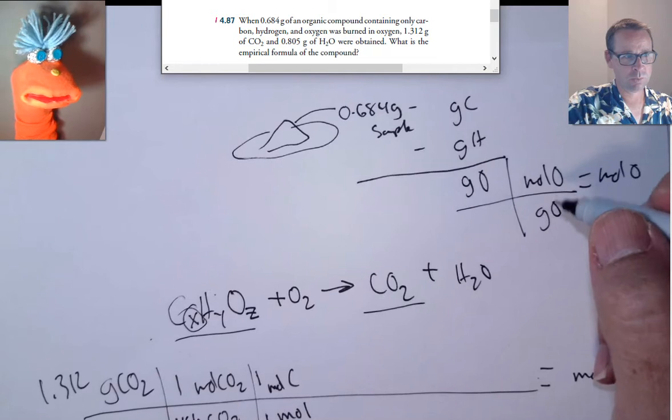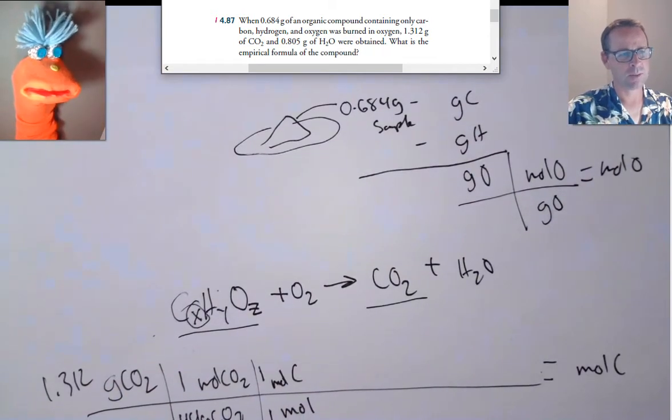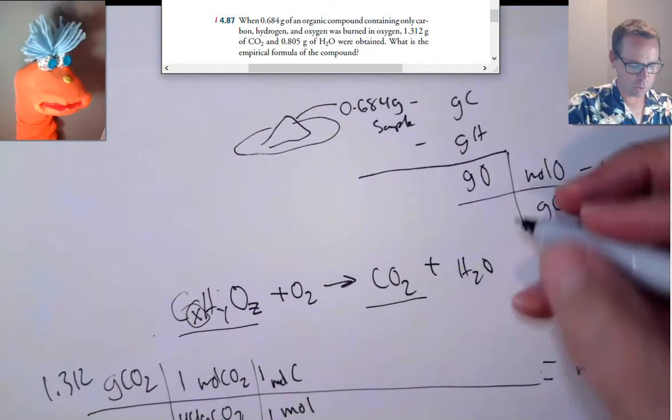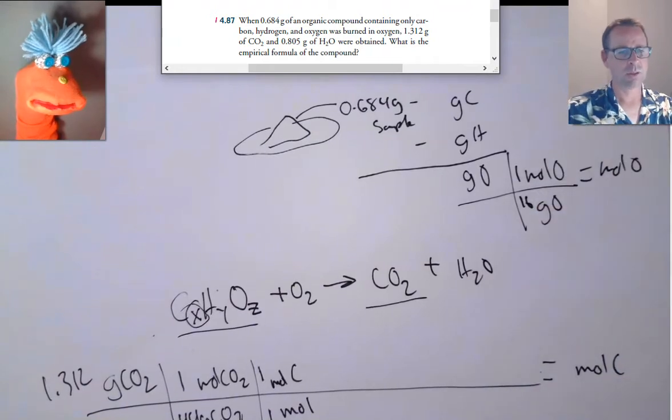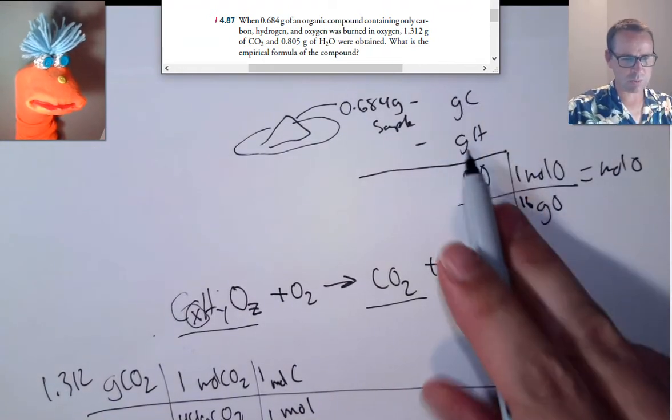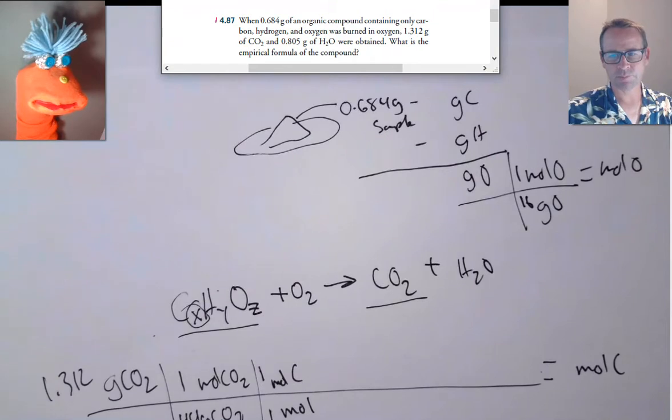Okay, so that's 16 to 1. Grams of oxygen, 16. Oh, yeah, okay, 16 to 1 there. Good. Now we've got to find grams of carbon and grams of hydrogen.